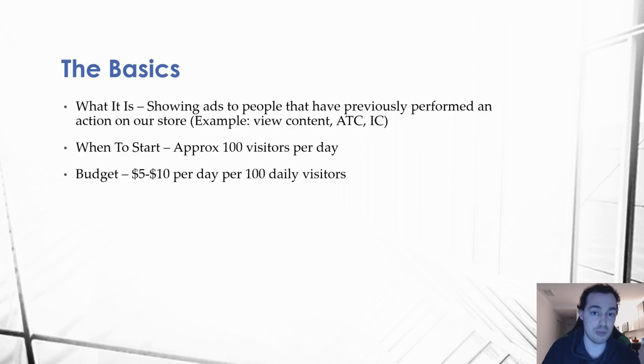And then as far as budgeting our campaign goes, we're going to set it at around $5 to $10 per day based on increments of 100 daily visitors. So if we're averaging 100 visitors per day, then our budget can be $5 to $10. 200 visitors per day could be $10 to $20, and so on and so forth. We can scale incrementally, and obviously this is just a basic number to use as an initial barometer, but you can change this based on the results you're getting.